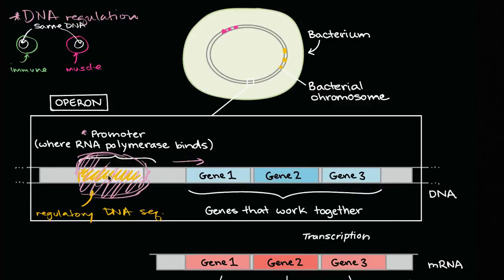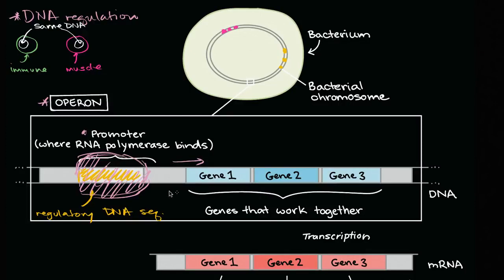And when you have a promoter associated with multiple genes, that combination of the promoter and the genes, and once again, when I'm talking about the promoters and the genes, I'm talking about sequences of DNA, that combination is called an operon. This is called an operon. It's a combination of that regulatory DNA sequence, which says, hey, RNA polymerase, bind here so you can start transcribing, and the genes that it essentially promotes the transcription of.